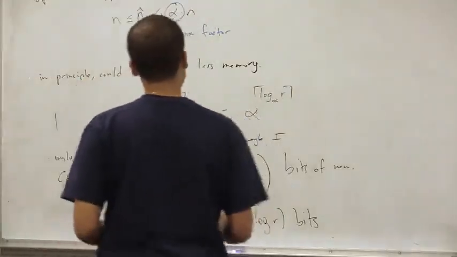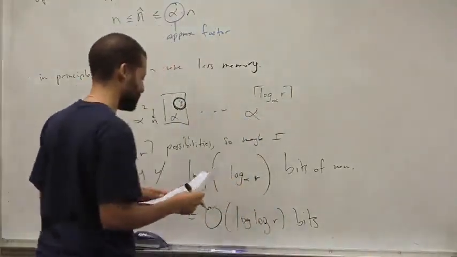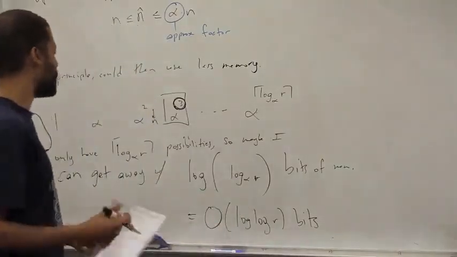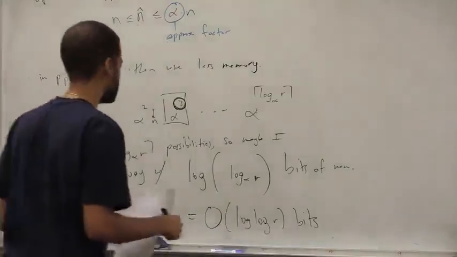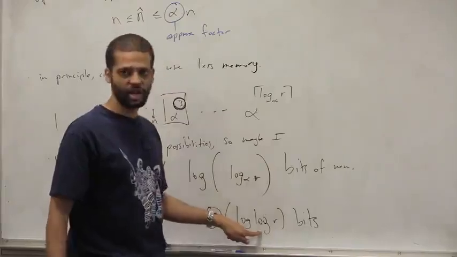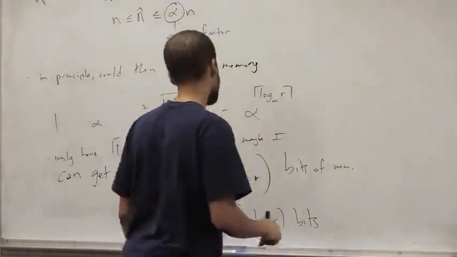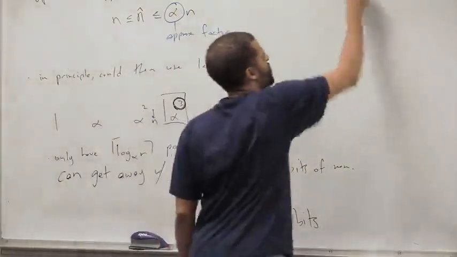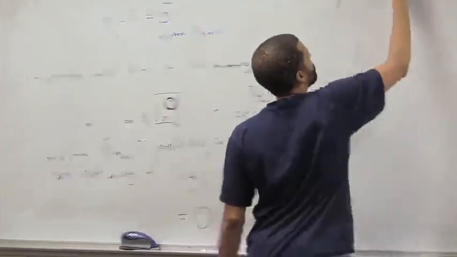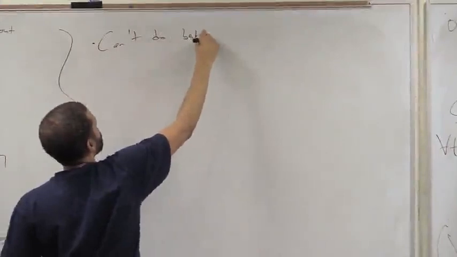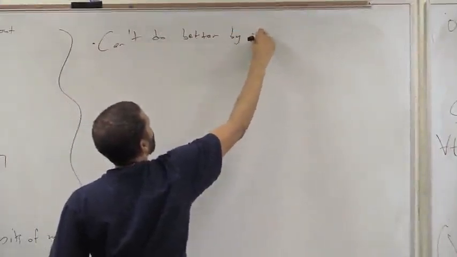Okay, so it turns out that the answer is yes. And before I show you why, you could then ask a similar question of, can I do better? Can I do better than log r bits, or log of log base alpha of r bits? And the answer is no, not really. And notice I can't do better by more than a constant factor.